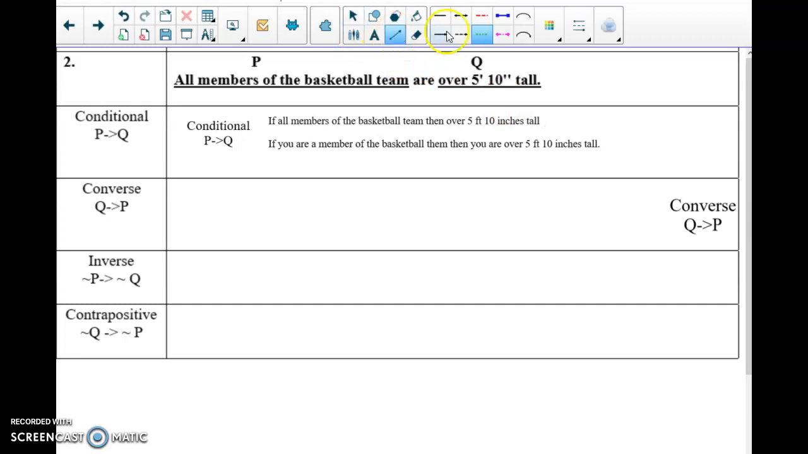So all I did was I just went here and I said, you know what, this is going to be my if part, and then this is going to be my then part. But that just doesn't make sense. So sometimes if you put the word you in there or they in there, it makes more sense. So if you are a member of the basketball team, then you are over 5'10" tall. Or if they are a member of the basketball team, then they are over 5'10" tall. Now it makes sense. So we took that one statement and we just made it make sense.